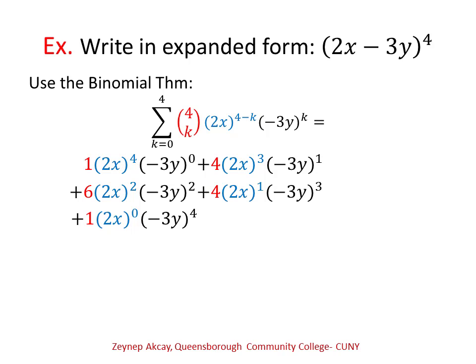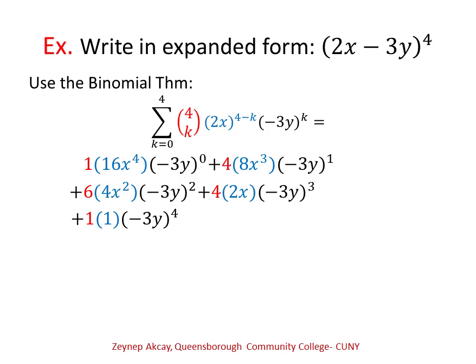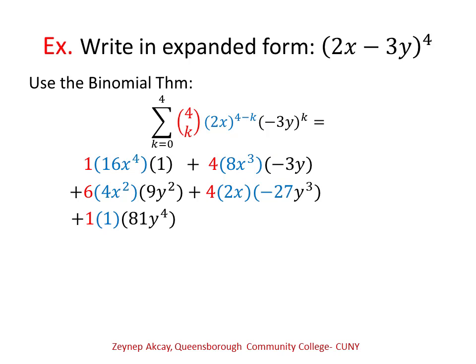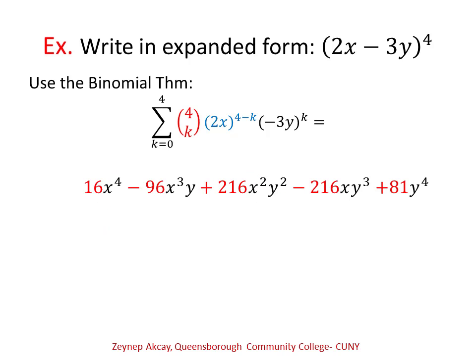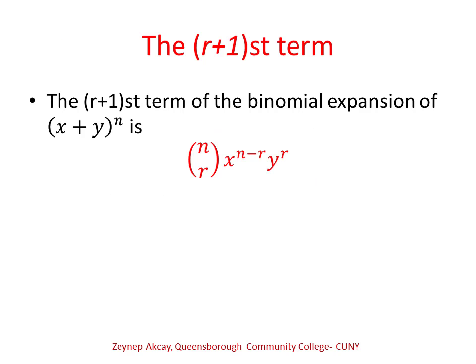Then we simplify the powers of 2x. For example, 2x to the fourth power becomes 16x to the fourth, 2x to the third power becomes 8x cubed, and so on. And finally, we simplify the powers of negative 3y. Negative 3y to the zeroth power is 1, negative 3y to the first power is negative 3y, and so on. In the last step, we multiply out everything and get rid of the parentheses to simplify our results.